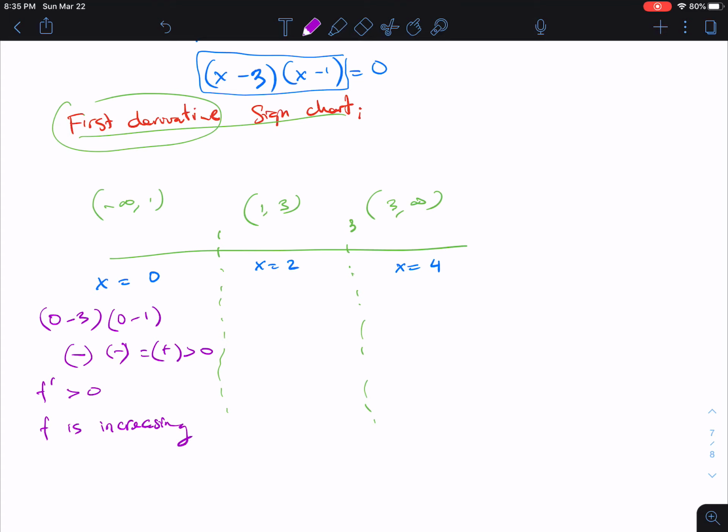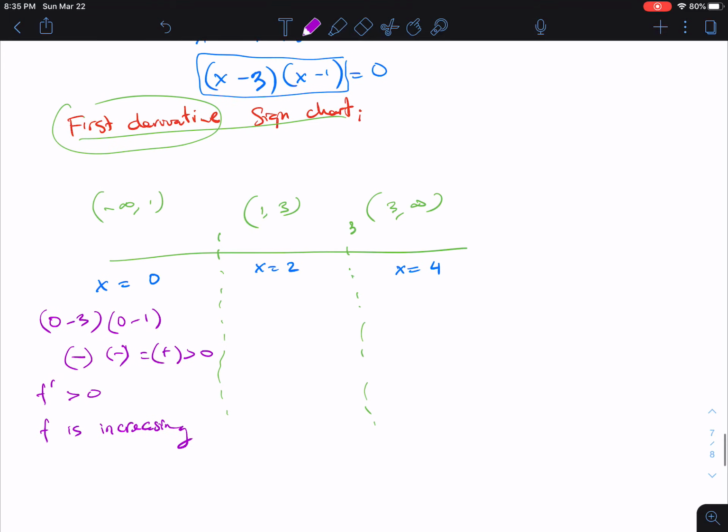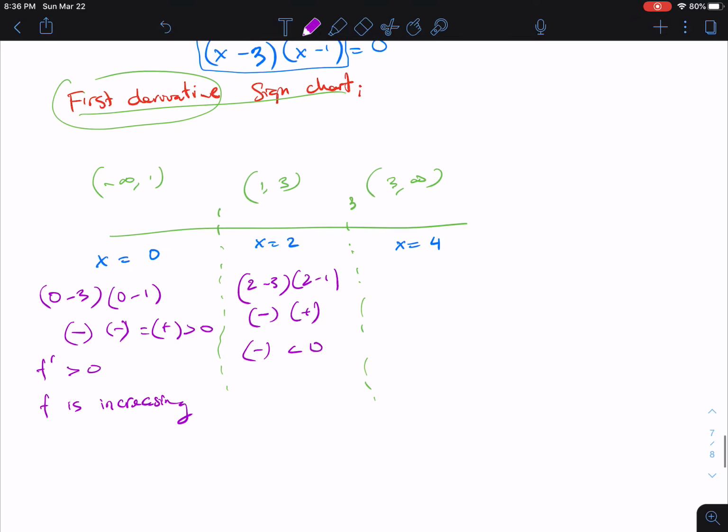All right. Let's do the same thing for x equal to 2. 2 minus 3 times 2 minus 1. So we're looking at a negative result times a positive result, which means we're looking at negative overall. So that's less than 0. If the first derivative sign is less than 0, meaning it's negative, then f prime is less than 0, so the function is decreasing.